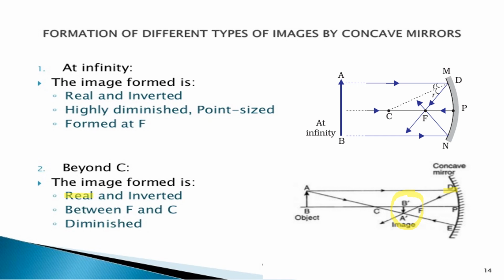And here the image and object, if you compare, the image is not in the same manner like the object. It is inverted. Inverted image we got. Then where we are getting the image, it is formed between focal point and center of curvature, between F and C. Then after that, what is the size of the image? Compared with the object, it seems like small. So we can say it is diminished.